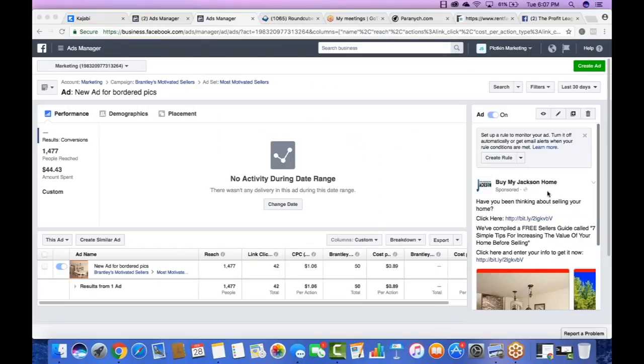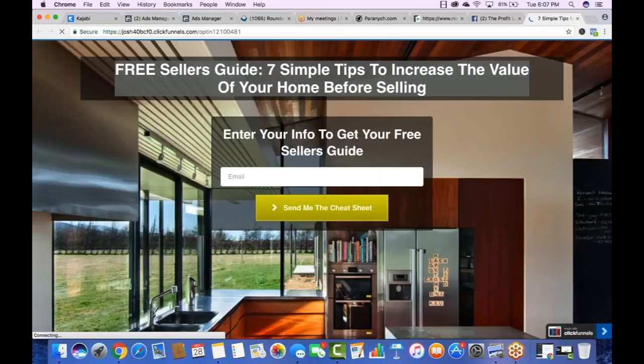And then here is your landing page. So let's take a look. Free seller's guide, 7 tips to increase the value of your home before selling. Enter your info to get your free seller's guide. It's not bad. It's very clean and clear about what you're going to get. I don't know, Jeff, if you have any suggestions of what we could do to increase the conversion on this.